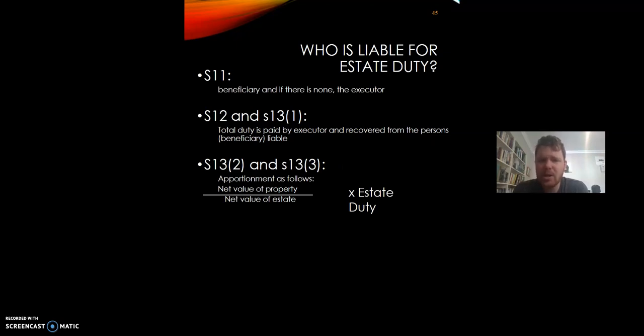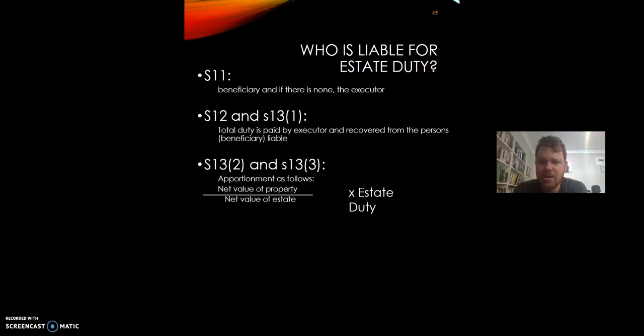Then we quickly look and see, well, who's liable for estate duty? The most obvious, easy example is just to say it's the beneficiary. So whoever gets the stuff from the estate, whether it be one or multiple people, they are liable for the estate duty. So if you get R1,000,000 from the estate, you're liable to have to pay whatever the estate duty is. If there are no beneficiaries, then the executor is required to pay it from the estate.